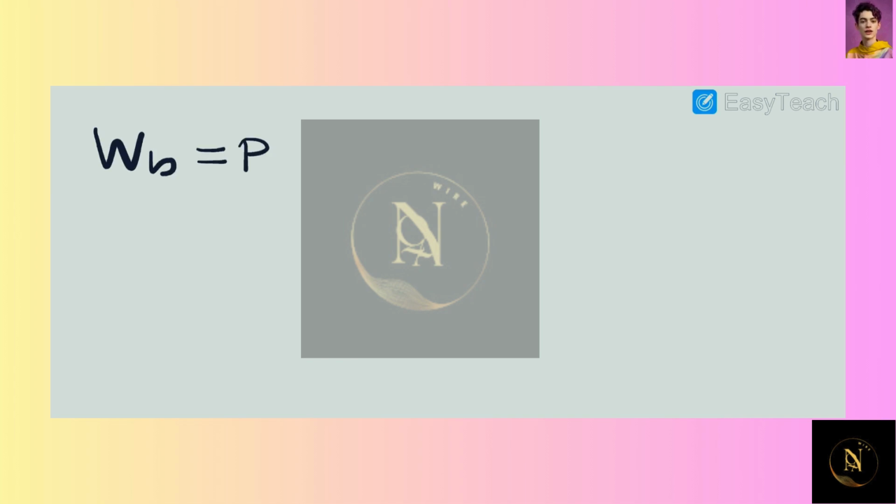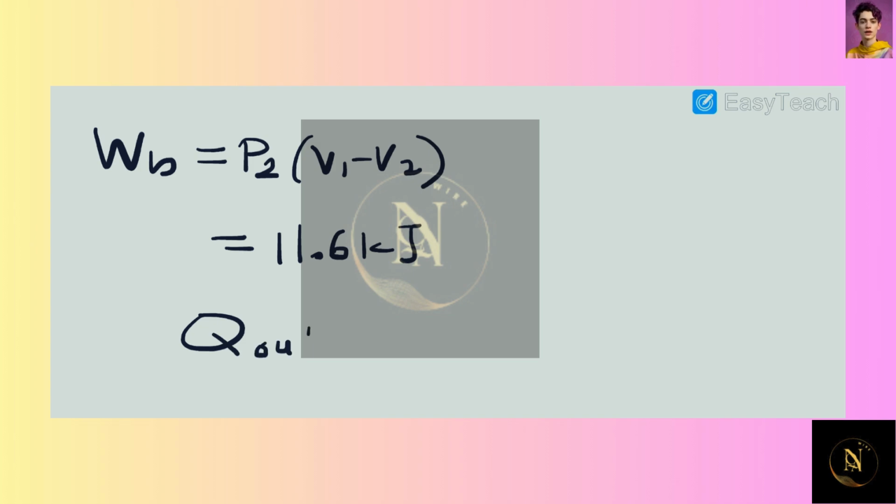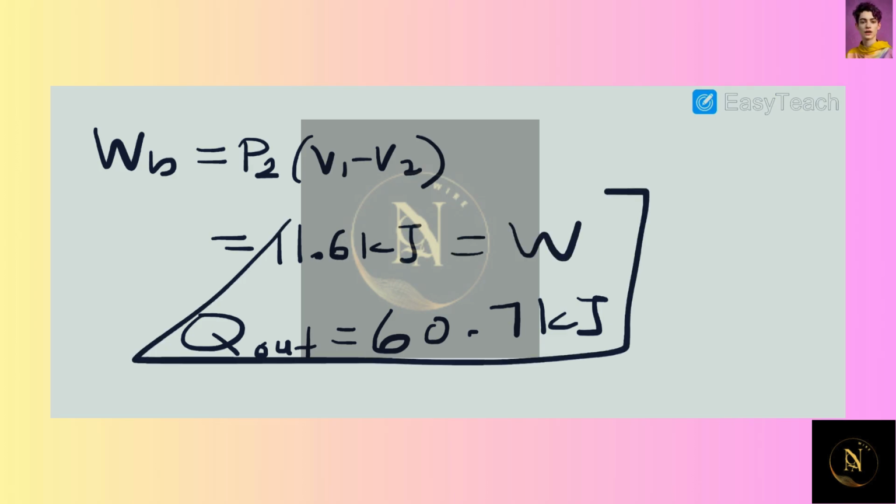Now, we can solve for our boundary work by saying that WB is equal to P2 times (V1 minus V2), and this is equal to 11.6 kilojoules. Now, by plugging all of these quantities into our energy balance equation, we can directly solve for Q out, and we get that Q out, or the heat transfer, is equal to 60.7 kilojoules. So these are our final answers.